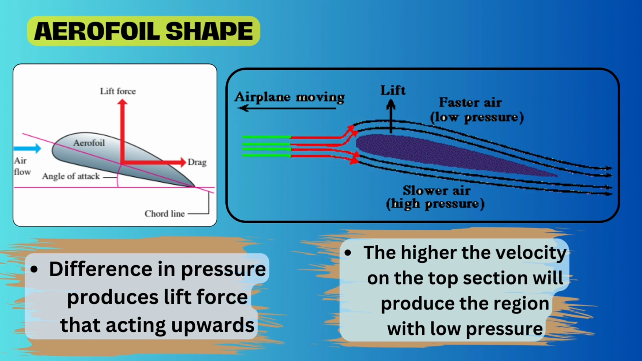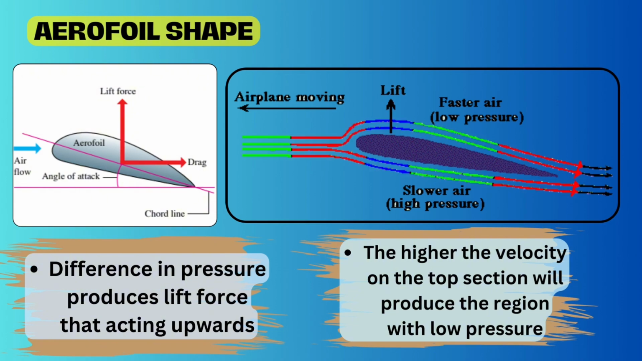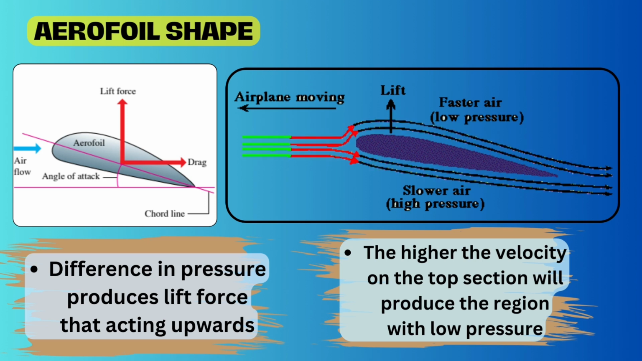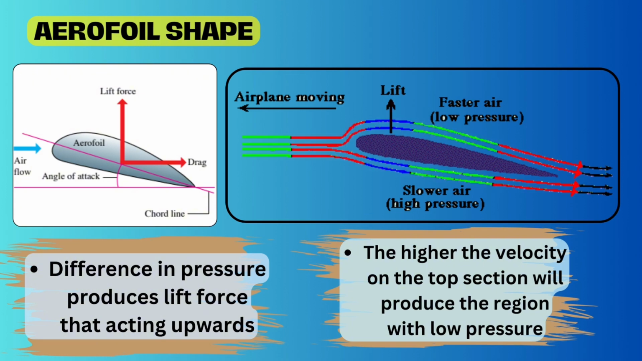The top section of the aerofoil will create low pressure because the air moves faster on the top section. Meanwhile, at the bottom section, the air will move slower compared to the top section, so it will create high pressure on the bottom section. When there is a difference in pressure between the upper and lower parts, it will create a lift force acting upwards because the pressure in the lower part is greater. So the airplane will lift up.